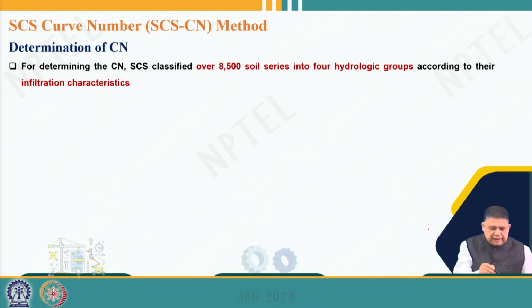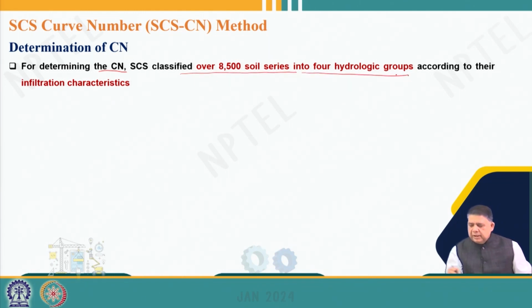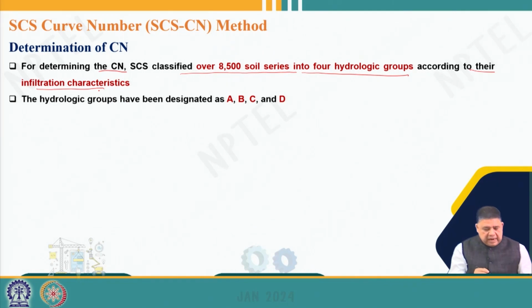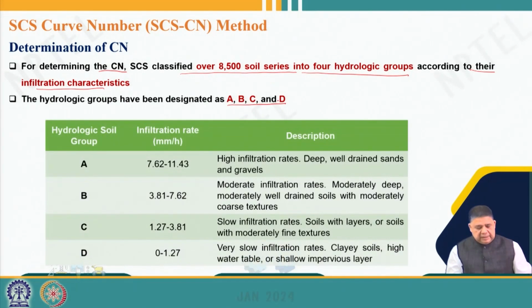And for determining the curve number, SCS classified around 8,500 soil series into 4 hydrological soil groups according to their infiltration characteristics, and the hydrologic soil groups are designated as A, B, C, D, and this is how this table looks like. That hydrological soil group is given A, B, C, D, and of course it is related to the infiltration rate of the soil.